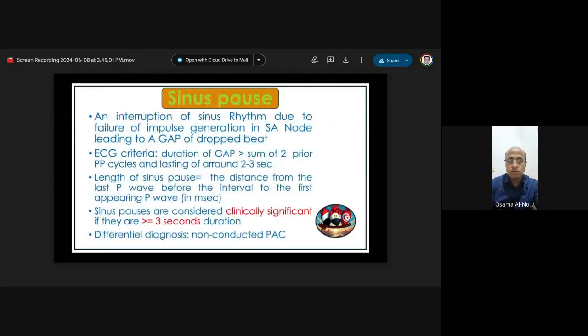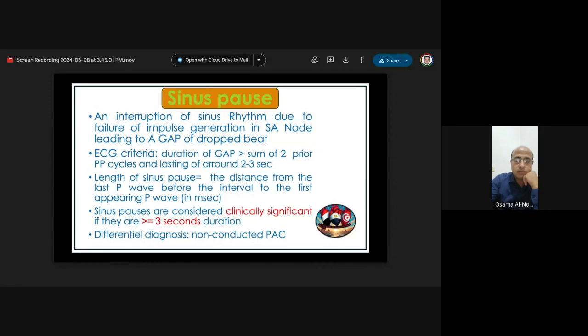Another potential manifestation of sinus node dysfunction is sinus pause. This occurs when the sinus node is firing just fine and then suddenly stops pacing, leading to a dropped beat. For ECG criteria, the duration of the pause is more than the sum of two prior PP cycles, and the duration is at least 2 seconds.